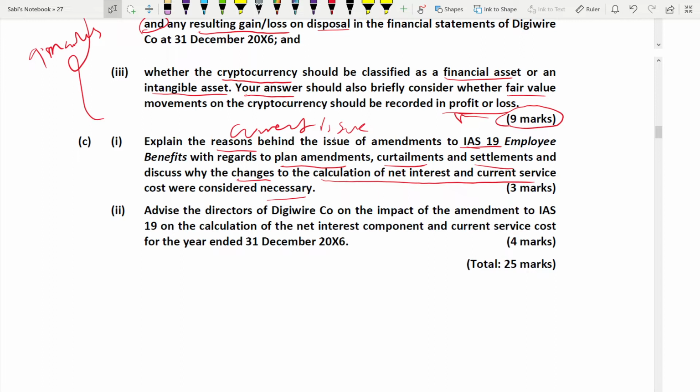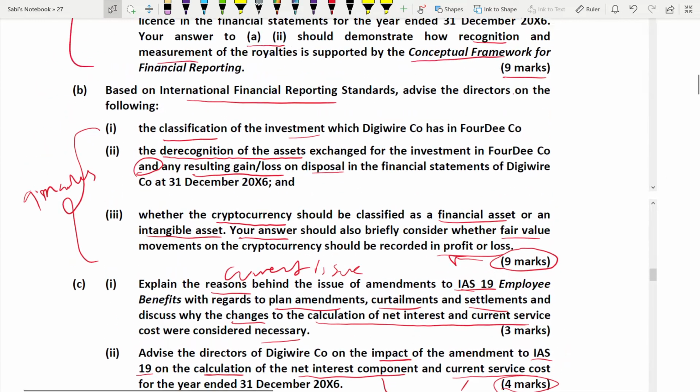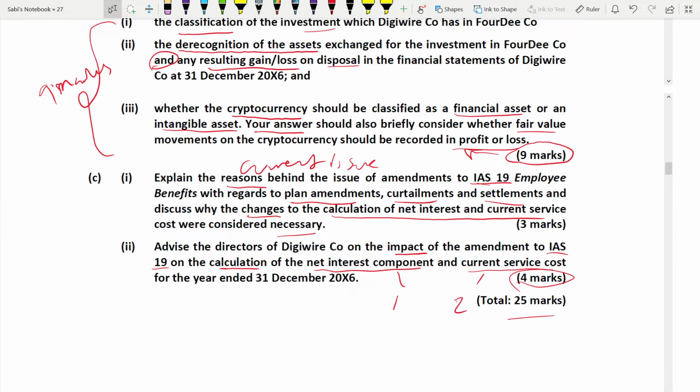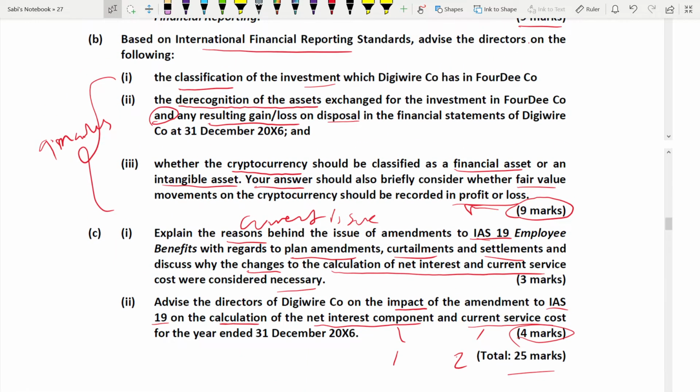And the last requirement: advise the directors of Digiwire on the impact of the amendment to IAS 19. What could be the impact of this IAS 19 amendment on Digiwire? And also, what could be the impact on the calculation of the net interest component and current service cost? You have to show the impact for both, this one as well as this one. 4 marks. So it's 3 and 4 marks. Total 25 marks. Section B questions are 25 marks. Both question number 3 and 4 are 25 marks, and in question number 4 you will have 2 professional marks. I'm assuming this is question number 3, because if it was question number 4 you would have the 2 professional marks here. So this is question number 3.